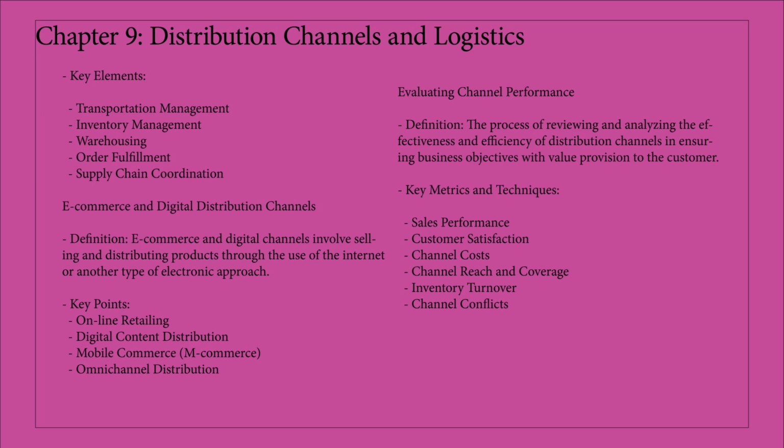E-commerce and digital distribution channels. Selling and distributing products through the internet and other means of electronic communication are e-commerce and digital channels. Some of the points to be noted are online retailing. Selling products through online portals like Amazon or Alibaba gives access to a potential global population of customers for the seller. Digital content distribution. It sells and delivers digital products, such as software, music, and ebooks, directly over the internet.